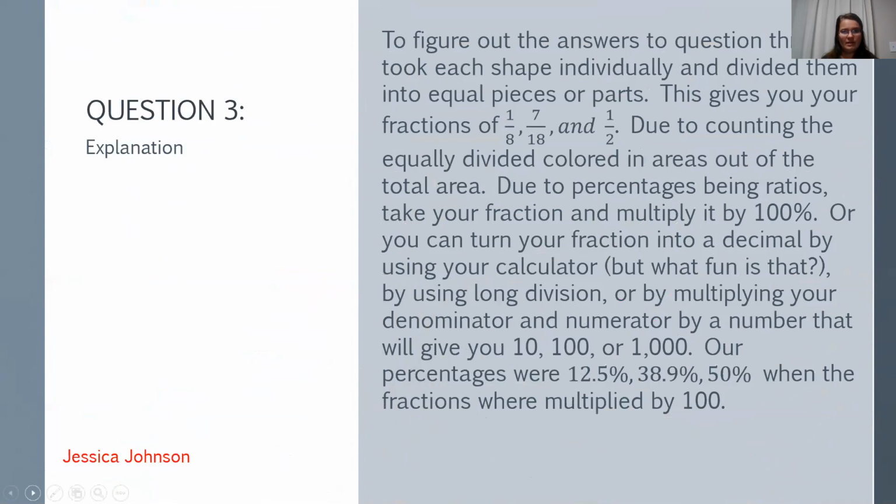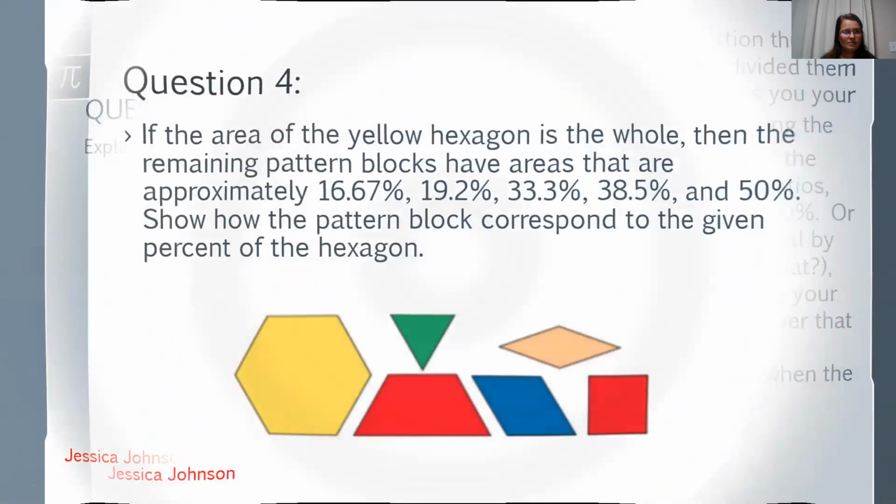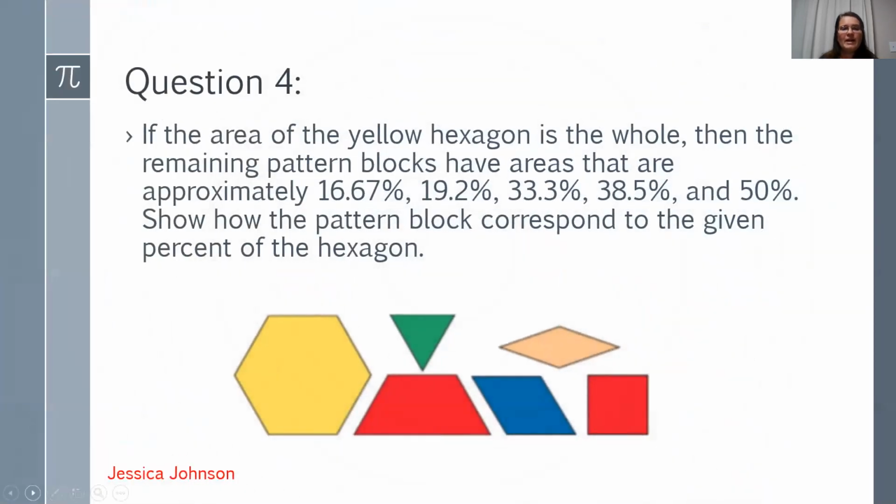There's my question 3 explanation. Let's look at question 4. If the area of a yellow hexagon is the whole, then the remaining pattern blocks have areas that are approximately 16.67%, 19.2%, 33.3%, 38.5%, and 50%. Show the block pattern corresponding to the given percent of the hexagon.